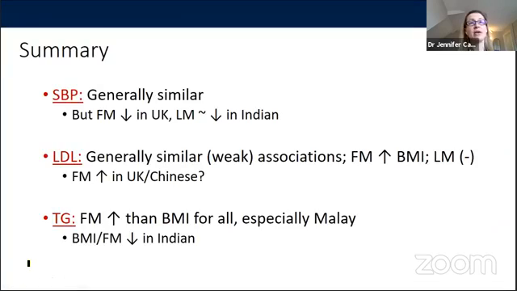So in summary, we had a lot of similarities between the ethnic groups. For systolic blood pressure, fat mass might have been a bit weaker in the UK, and lean mass might have been a bit weaker in the Indian subgroup. For LDL cholesterol, again, generally similar associations. Fat mass appeared more important than BMI, and lean mass had a protective inverse association. And for triglycerides, we saw that fat mass again was more important than BMI for all of the ethnicities, especially in the Malay participants. And as well, we saw that BMI and fat mass were weaker in the Indian participants.